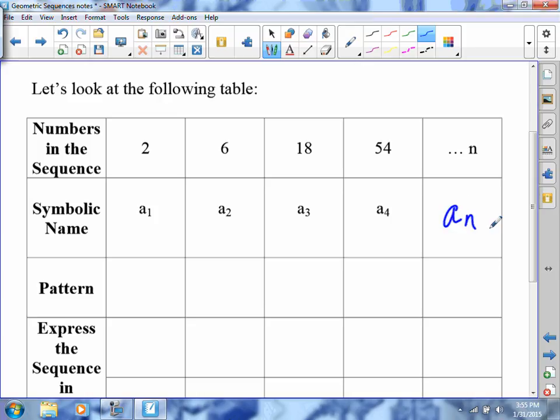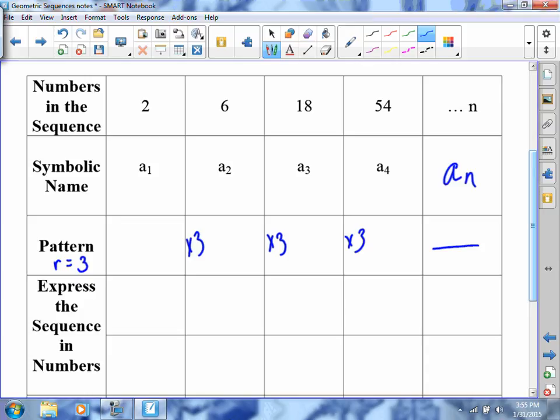Okay. Now the pattern, if we were to find the pattern, to go from 2 to 6, we'd have to multiply by 3. To go from 6 to 18, we're multiplying by 3. To go from 18 to 54, we're multiplying by 3. Okay? So our ratio is going to be 3, that common ratio. So we don't have to worry about that column there for that one.